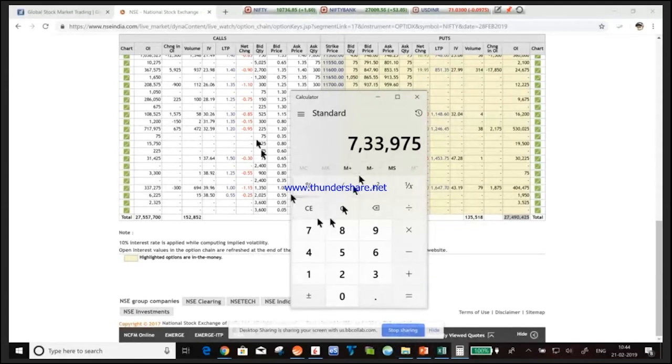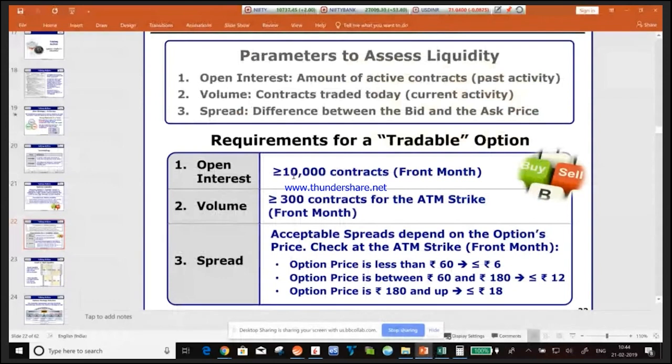All right. So this is how you look for the open interest. So the list of stocks that I'm going to give are liquid by default, because once an option is liquid, it tends to remain liquid. So is the first criteria clear? Now the second criteria is volume.